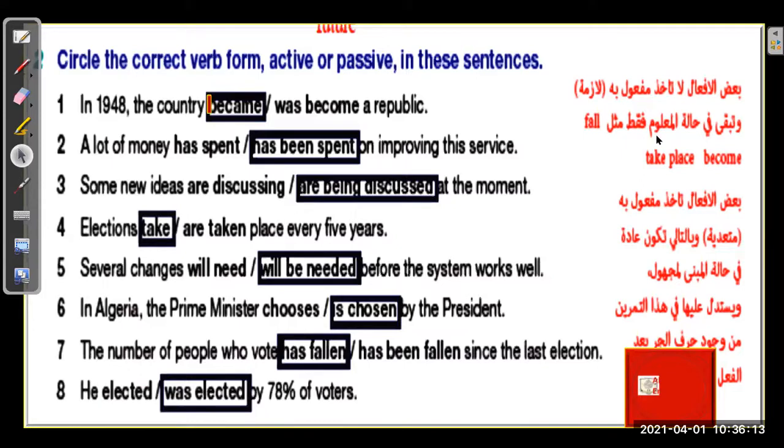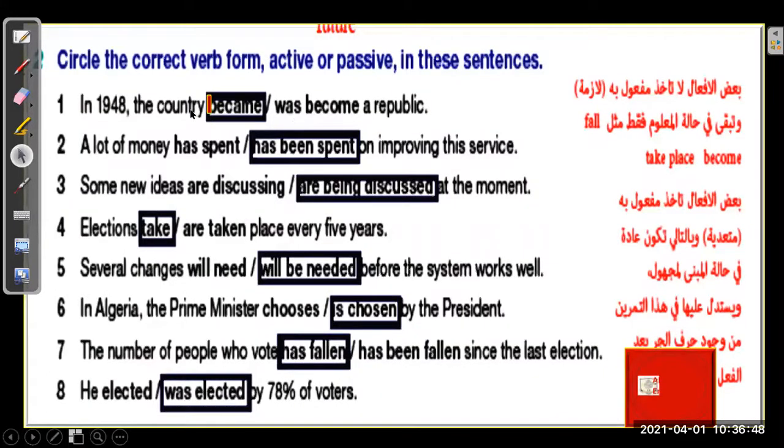Now, if you look at the explanation here in Arabic, something was written. It was not written by teacher Awad, someone else. Some verbs do not take an object, they are intransitive and stay in the active voice only. The verbs fall, take place and become. If there is no object after the verb, it is active, and it cannot be converted to passive. For example, he cried. There is no object, so we don't convert it. Now, some verbs take an object, they are transitive, and so are usually passive, and we can tell by a preposition coming after them.